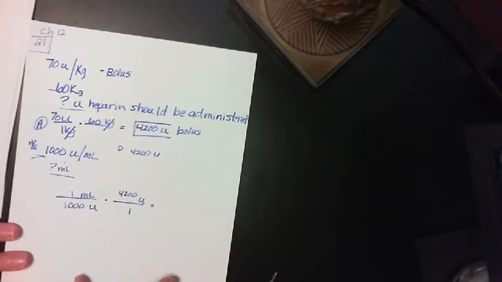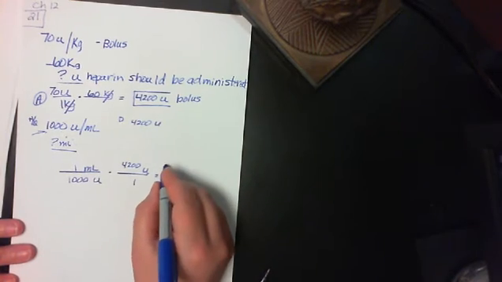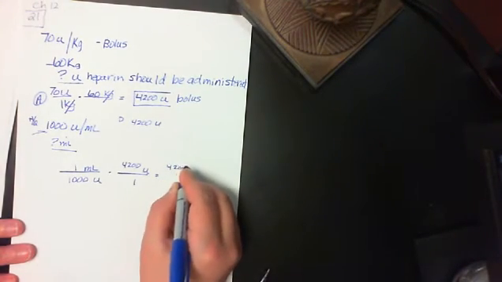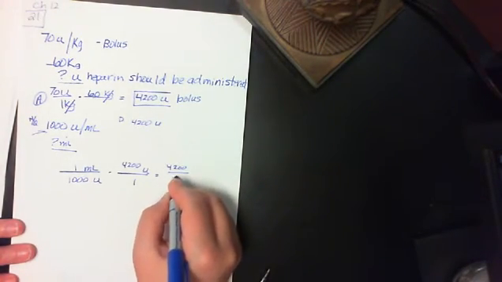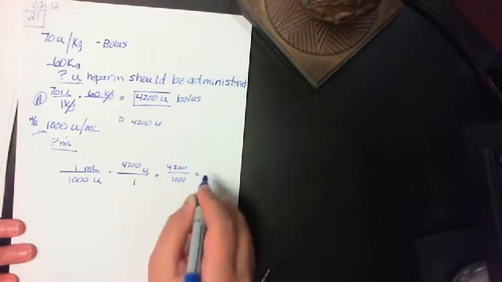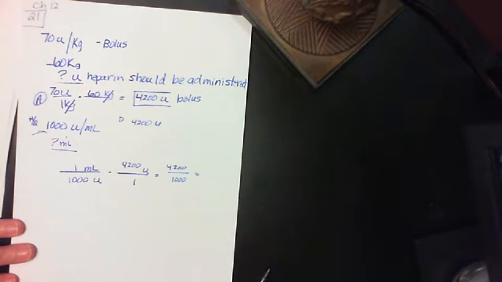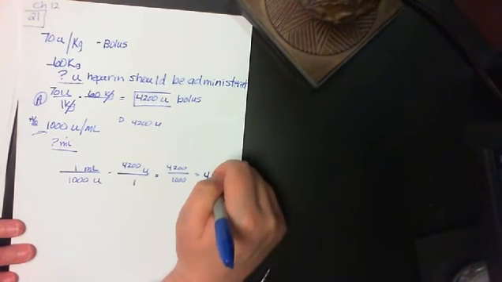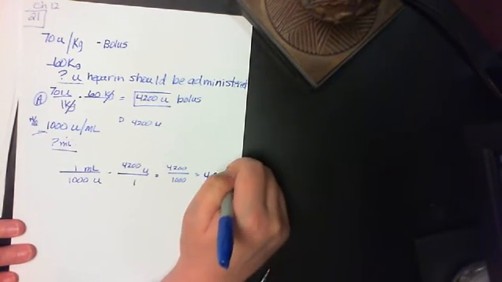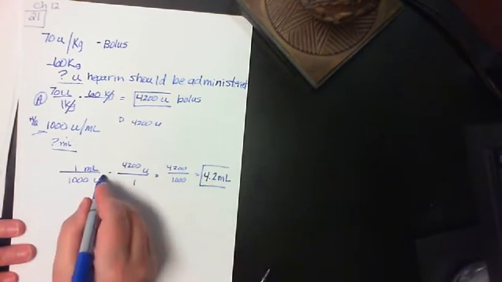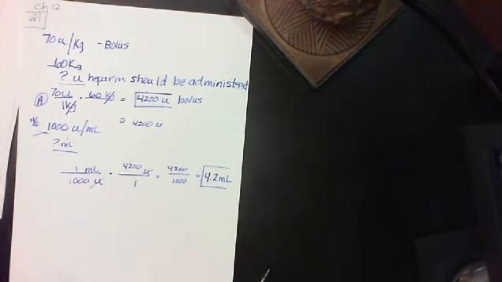So ultimately, that would be 4,200 over 1,000, and that would give us 4.2 milliliters, because here our units canceled out.